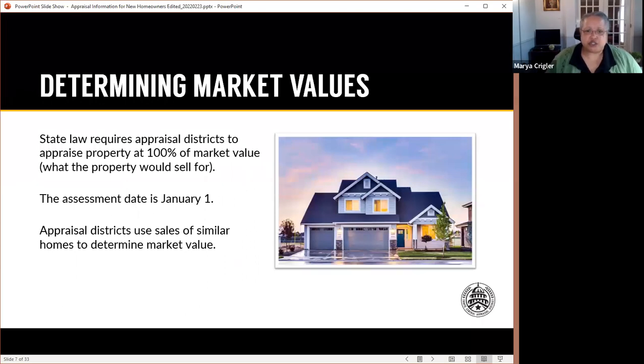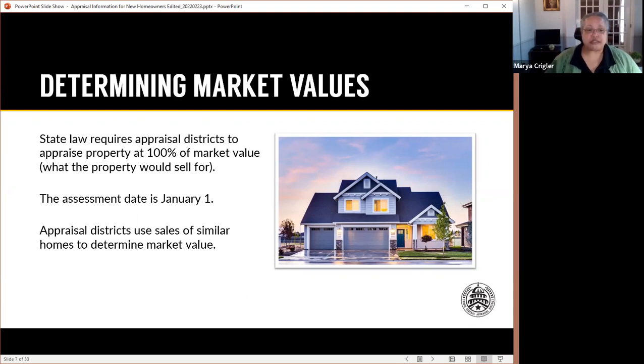For the appraisal district in determining market values, we are required by the Constitution and state law to appraise properties at 100% of market value. That is, what would they sell for? And again, our assessment date is January 1st. So we're looking for what the property would sell for on January 1st. If the house is only 50% complete, then we're only going to appraise it at 50% complete. If the house is there January 1st, but then gets torn down in July, well, it was there January 1st, so you're going to pay taxes on it as it was on January 1st for the full year.